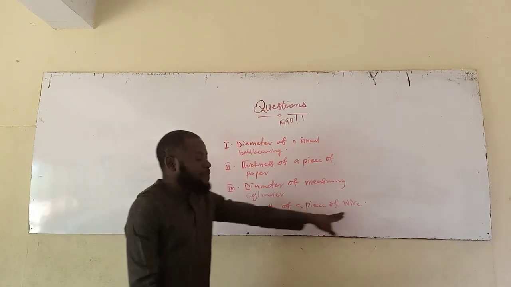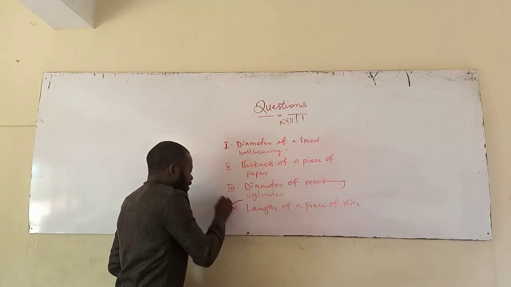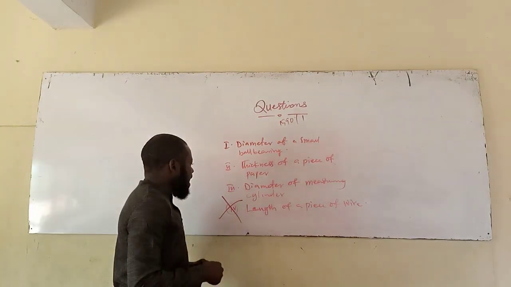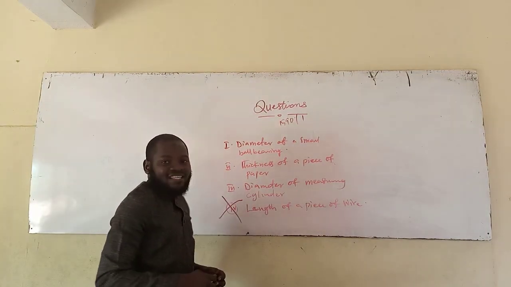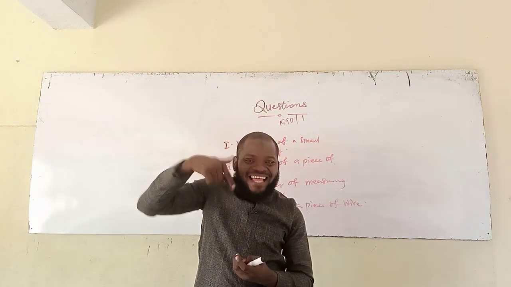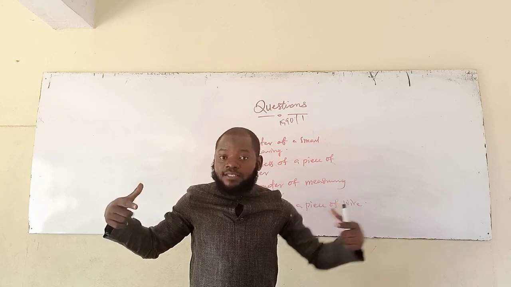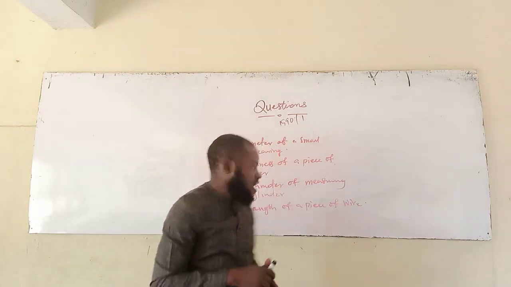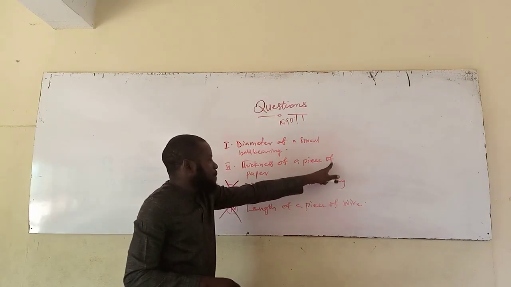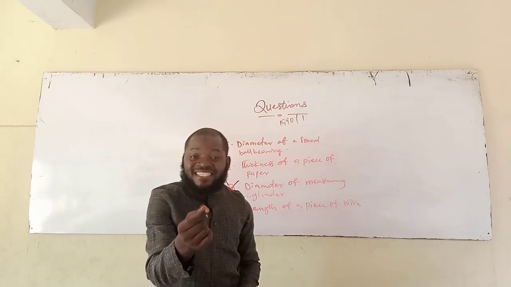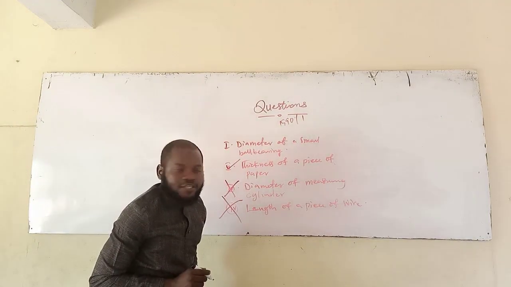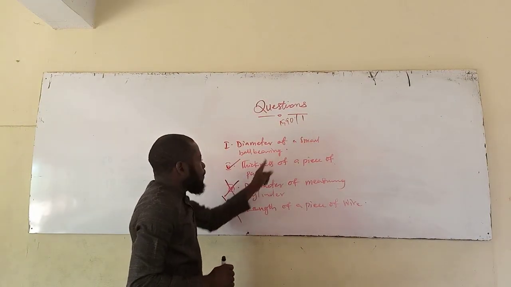When I say the length of a piece of wire, it cannot be measured with micrometer screw gauge because that is a meter rule. Then, diameter of a measuring cylinder. That is an internal diameter, and it is measured with a vernier caliper. So this cannot be there. But thickness of a piece of paper, a piece of paper is a thin object, so we can measure it with micrometer screw gauge.